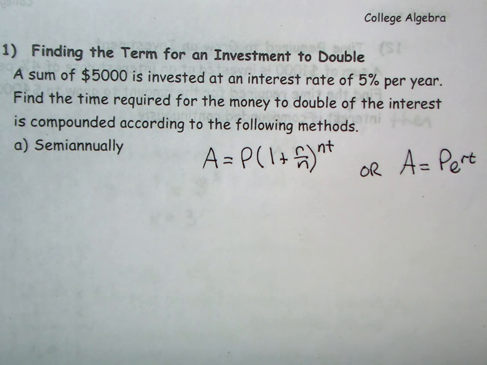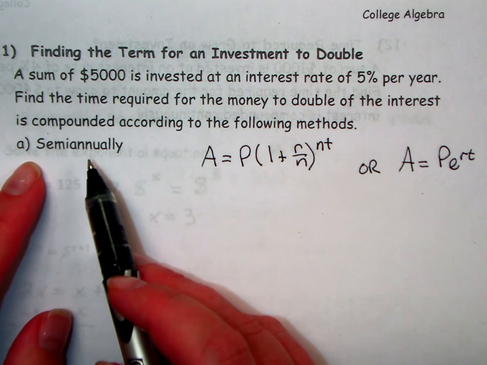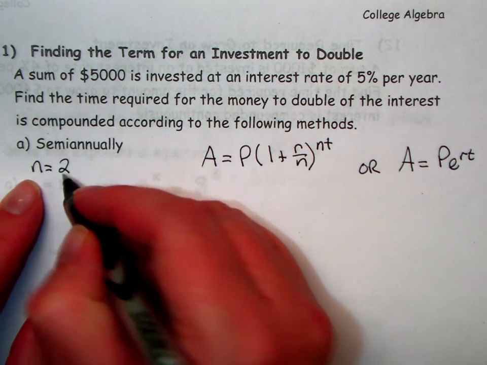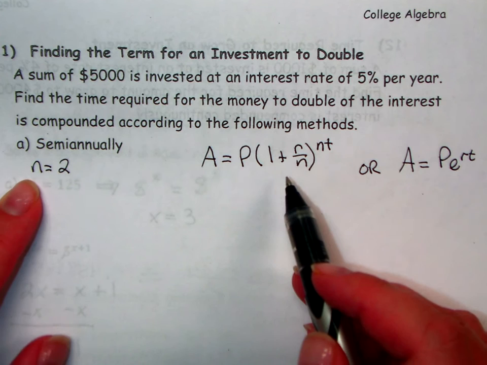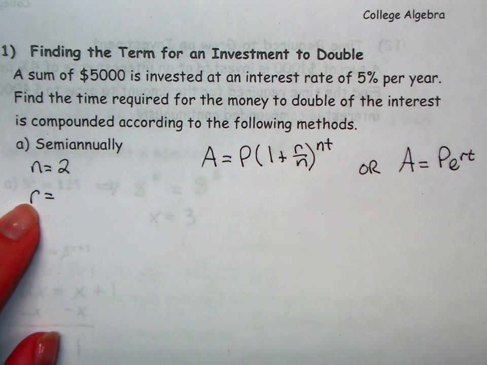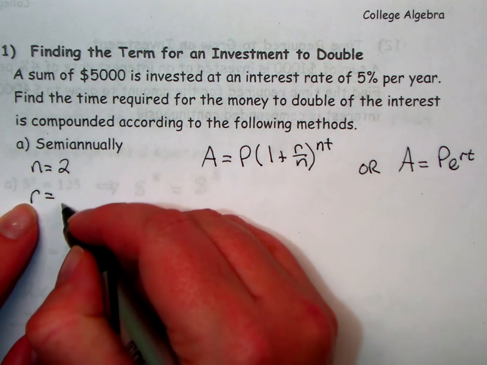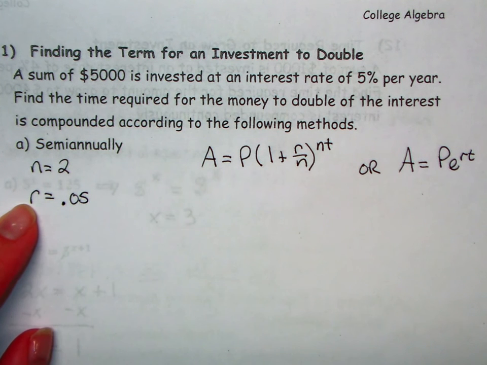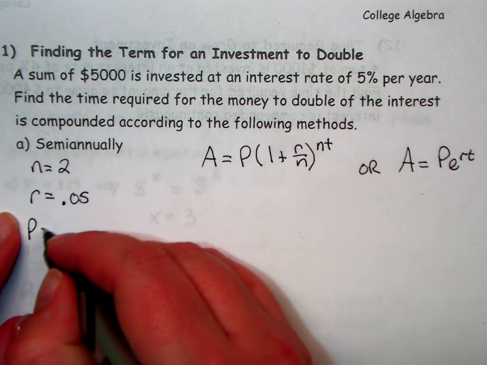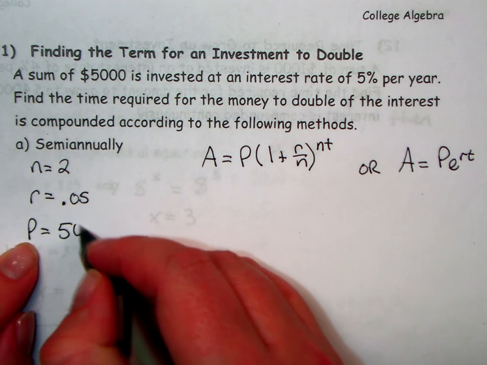A sum of $5,000 is invested at an interest rate of 5% per year. Find the time required for the money to double if the interest is compounded according to the following methods. If we're compounding semi-annually, that means n is 2, and so we're going to use this first equation. The interest rate is 5%, but remember, we want to write that as a decimal, so I'm going to use 0.05. P is the principal, the initial amount invested, which is $5,000.